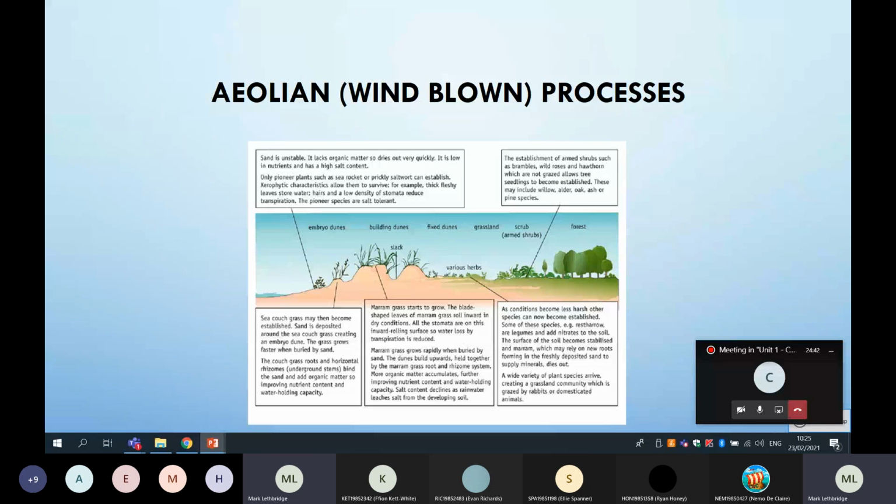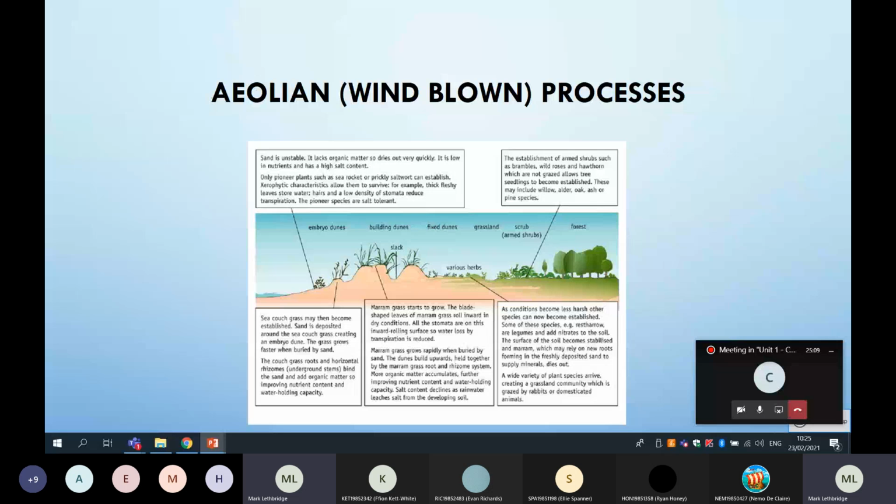The final thing is that they do need vegetation. If you don't have the presence of vegetation, and especially things like marram grass and what we call sea couch grass, a sand dune won't fully develop, because they need that vegetation just to stabilize them and help them to grow bigger.